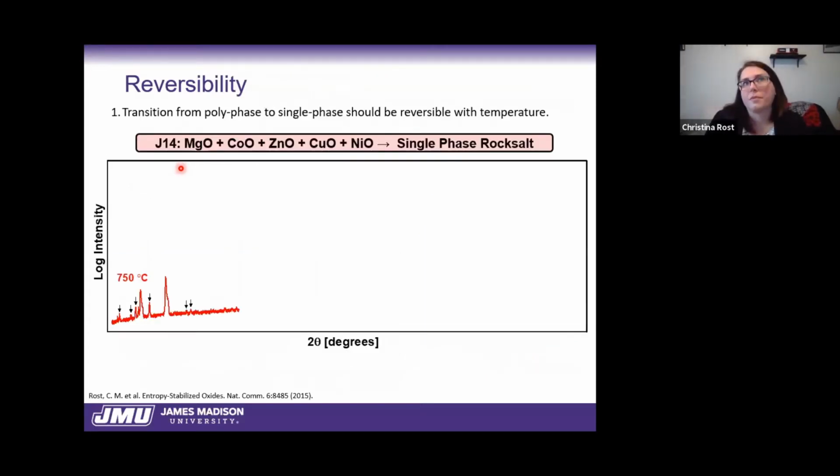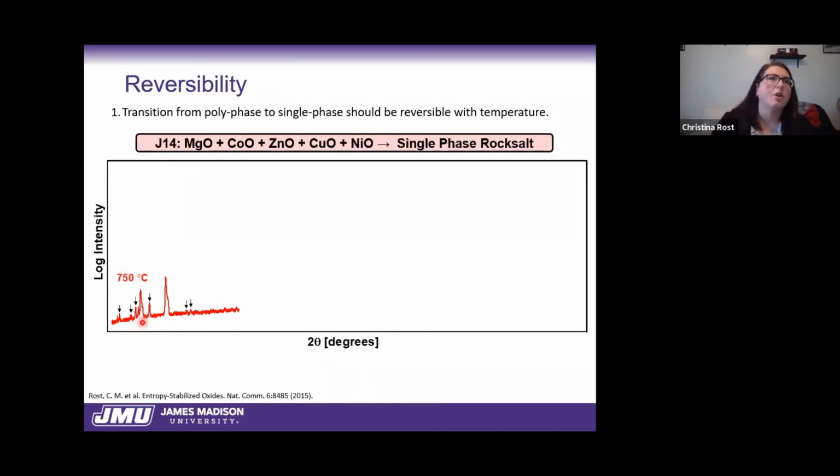The first is reversibility. So the transition from a multi-phase system to a single phase should be reversible with temperature, meaning that there should be an entropy stabilized regime at high temperatures, and then whatever intermediate compound would form at low temperatures proves to exist. So we took our 5 binary oxides and we started at 750 degrees Celsius. And what I'm showing you is an offset log intensity of X-ray diffractograms as a function of 2 theta. Ignore the numbers, just look at the peaks.